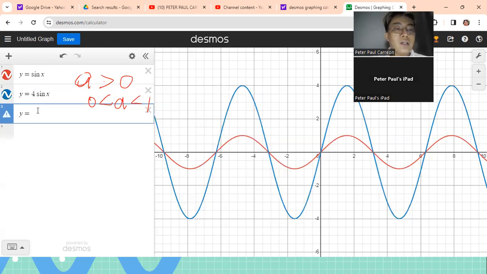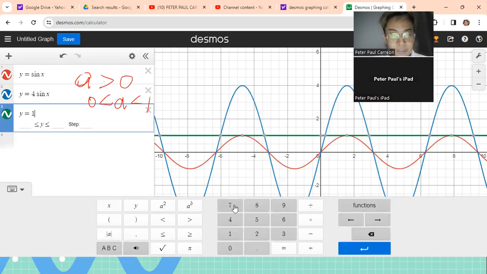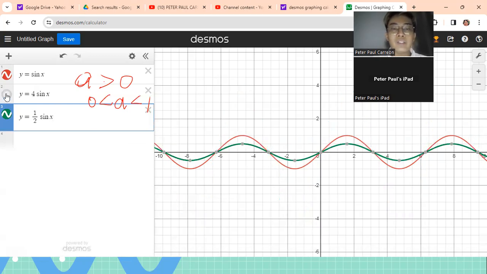Mga example nito, mga proper fraction. Halimbawa, 1/2. Test natin yung 1/2. Sin x. So, tanggalin ko muna yung 4. Tignan niyo, ito yung original function natin, yung red. Tapos, yung ating value na between 0 and 1, which is 1/2, no? Bumaba yung naging 0.5 at saka 5. So, nag-shrink siya vertically yung ating graph.